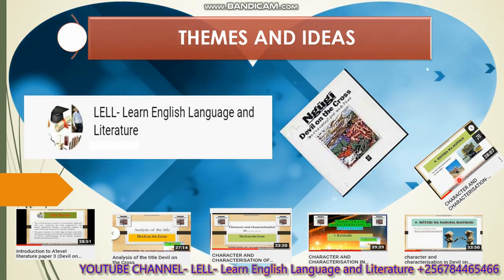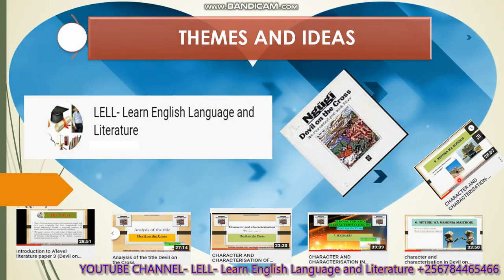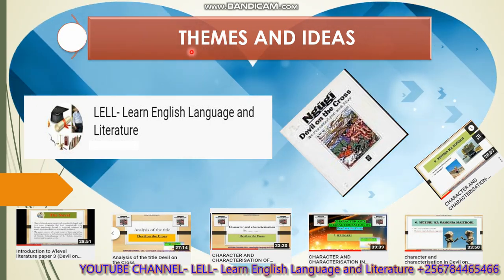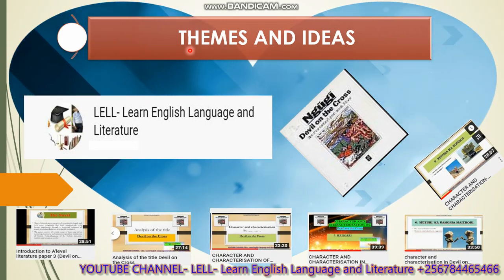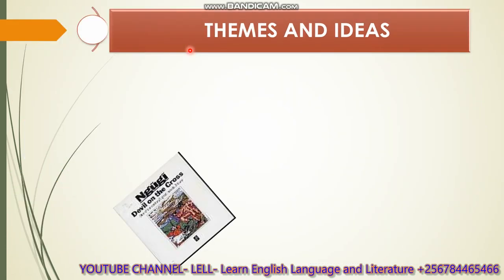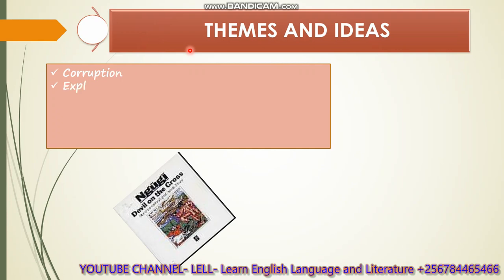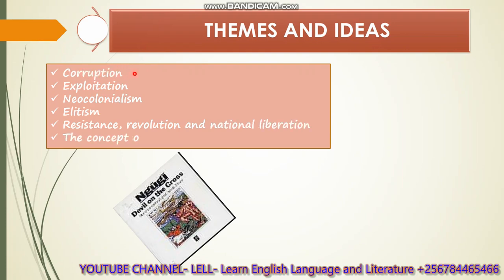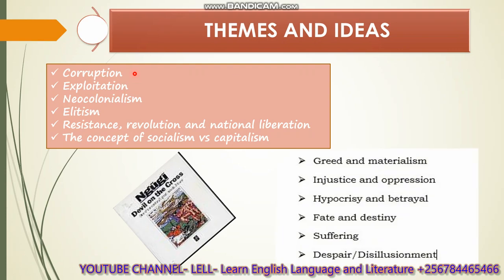And the next part that you'll be left with is actually to look at the themes and ideas, or what we actually in literature call thematic analysis. For senior fives, it is very important for us to understand what we mean by a theme and an idea. And today we're going to explore that. Now, we're going to look at themes like corruption, exploitation, neocolonialism, elitism, resistance, revolution, and national liberation, the concept of socialism versus capitalism. But not only those, we have more other themes that we can look at.